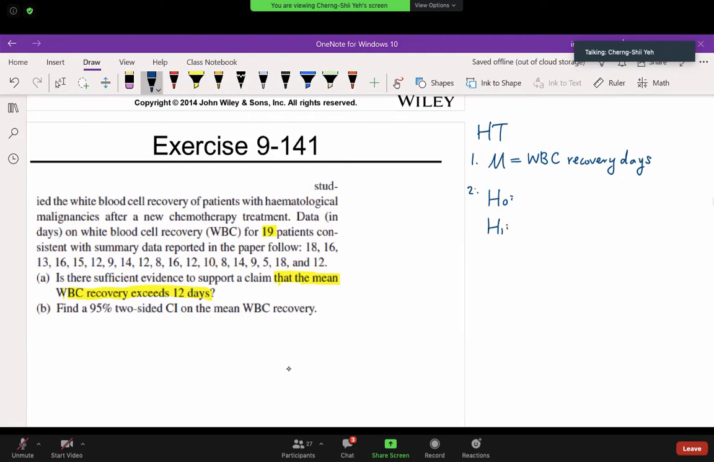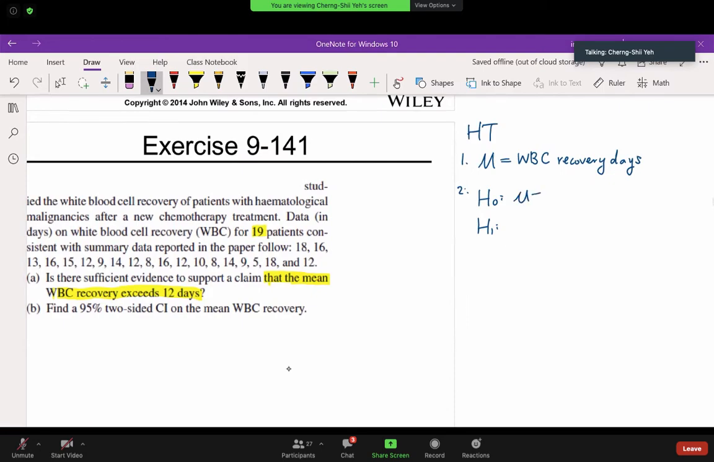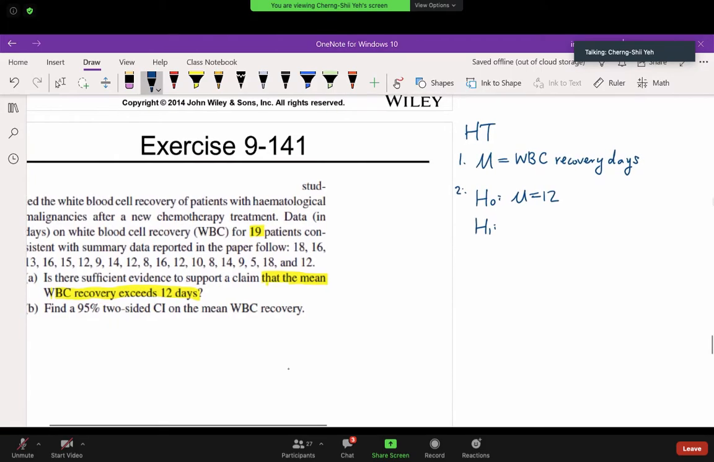What we currently believe: recovery day takes about 12 days. Because question A tells us what we're trying to prove is that recovery date exceeds 12 days. Right? You can write a null hypothesis as less than or equal to, if that makes more sense. Well, either way, we will only conclude one of the two statements.